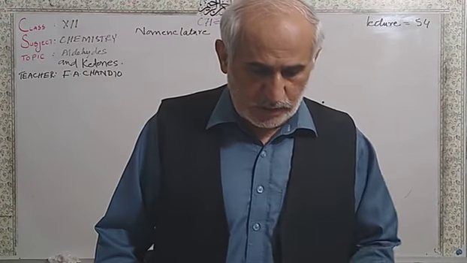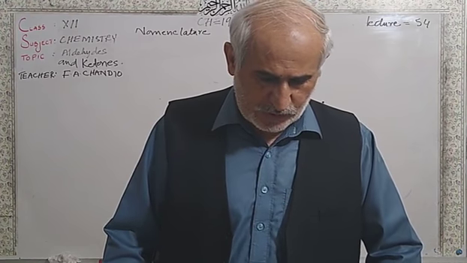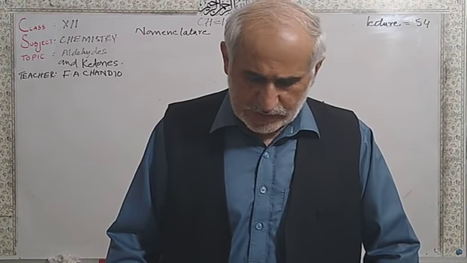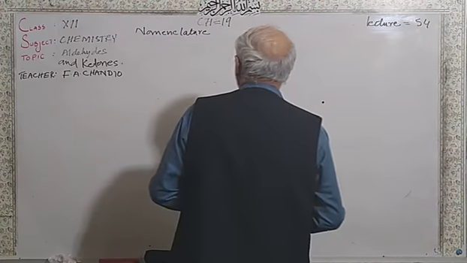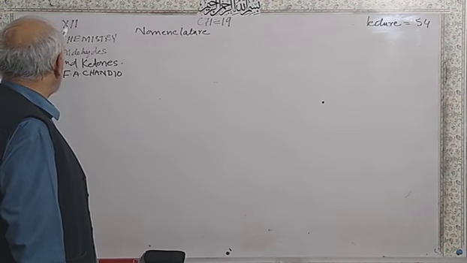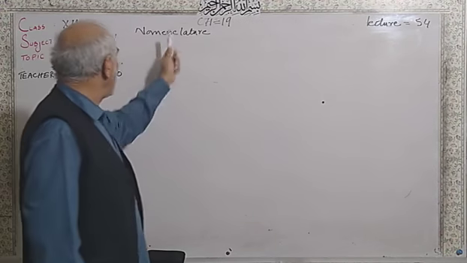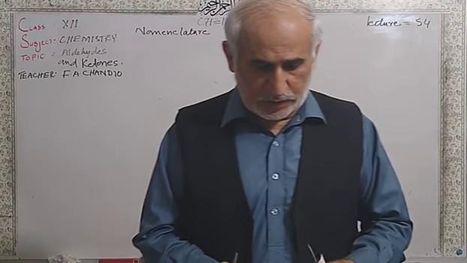Bismillahirrahmanirrahim. Dear students, today we start chapter number 19 for grade 12, aldehydes and ketones. This is lecture number 54, aldehydes and ketones for grade 12, chapter number 19, nomenclature of aldehydes and ketones.